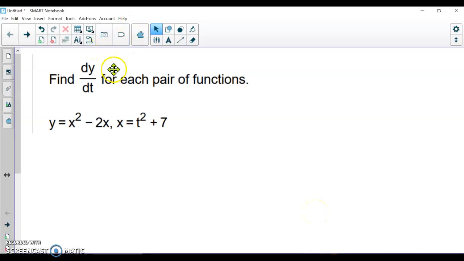Okay, so we've got to find the derivative, in particular dy/dt, given this pair of functions. If you notice, y is not stated in terms of t. We've got to take the derivative with respect to t. It says dy/dt, the derivative of y with respect to t. So this is a chain rule problem. In particular, it's one where it's not composed already.